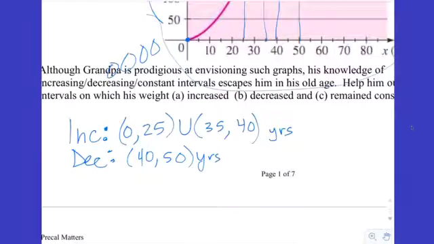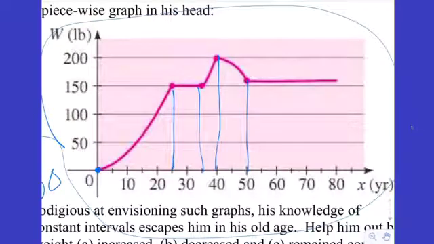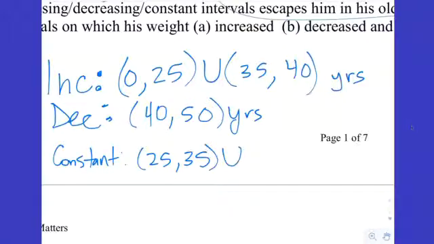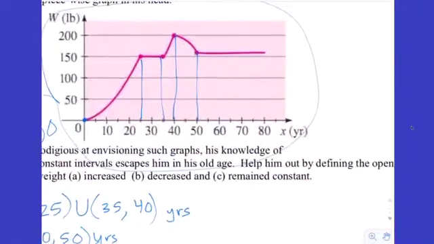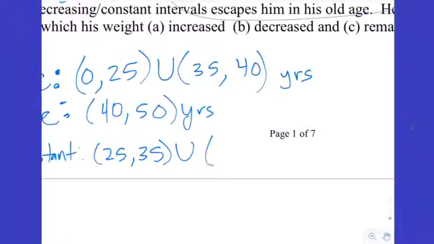So was there any time in Grandpa George's life where he actually maintained a consistent weight? Yeah, it looks like 2 periods, from age 25 to 35. So we'll say that his weight was constant from 25 to 35. The union, and he's had a really good 30-year run up to now, right? So from 50 to 80, from age 50 to today, 80 years, Grandpa George has maintained his grandpa weight. Pretty impressive. That's pretty awesome.